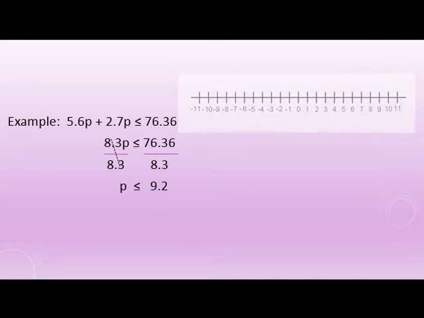Let's graph it. I'm going to estimate where 9.2 is on the number line. Look at my inequality. There is an equal sign, so I'm going to fill in the circle. P is less than or equal to 9.2. That means all the numbers to the left need to be shaded.